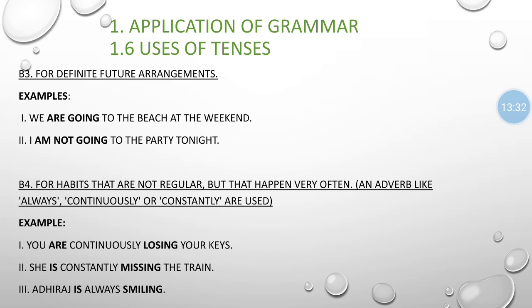It means something happens again and again in your life. At that time, the present continuous tense is used. If she is constantly missing the train, it means she is always late, that's why she is always missing the train. She is constantly missing the train. Dheeraj is always sleeping. The action of sleeping is indicated by the present continuous tense.